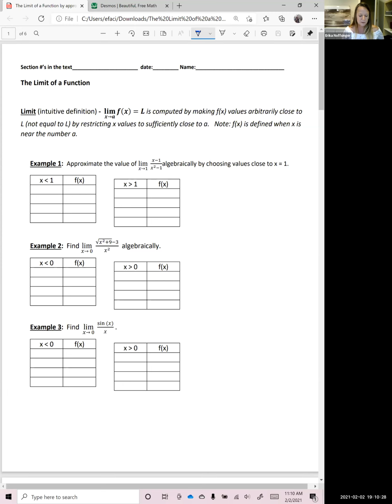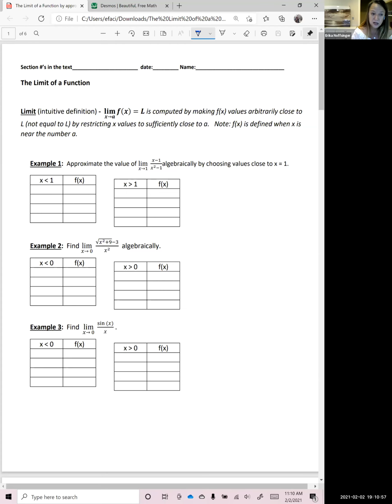So the limit as x is approaching a of f of x is equal to L. So we're approaching some x value. What is that y value we're approaching? It's computed by making f of x values arbitrarily close to L, but not equal to L, by restricting your x values to be sufficiently close to x equals a. F of x is defined when x is a number near that number a.